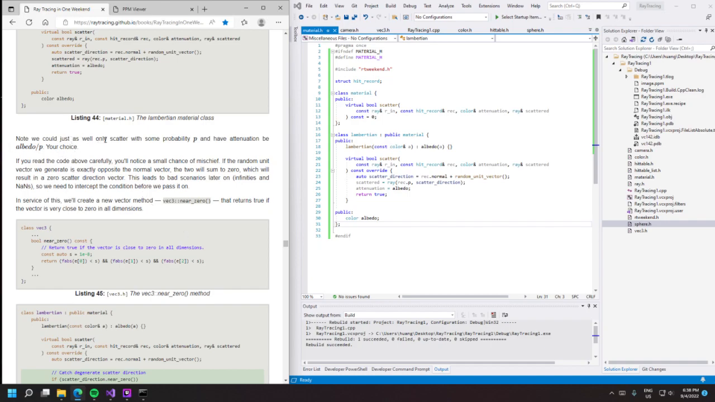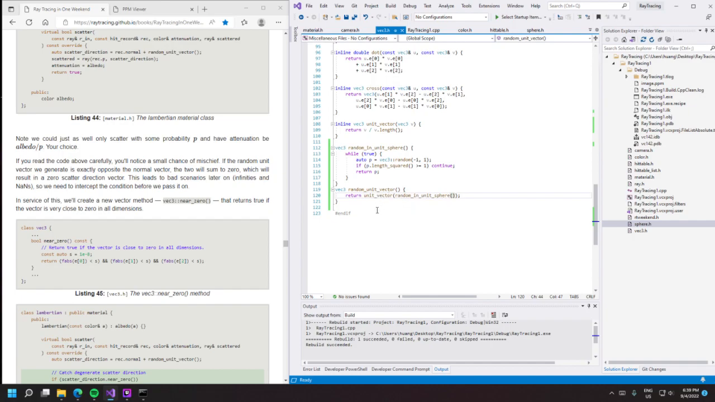Now we could just as well only scatter with some probability p and have attenuation be albedo divided by p. You'll notice a small chance of mischief. If the random unit vector we generate is exactly opposite the normal vector, then you cannot have any scatter. So we need to intercept that condition. In service of this, we'll create a new vector method, vec3 near zero. Okay.